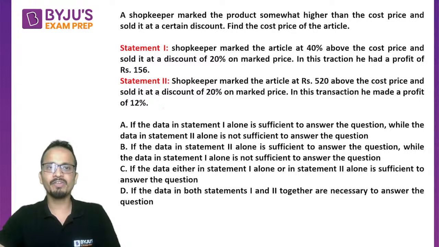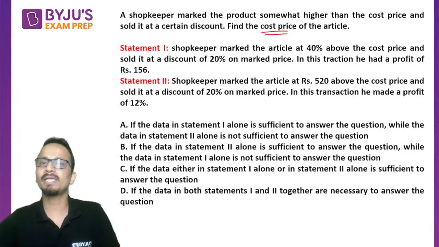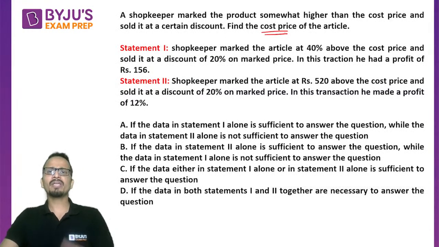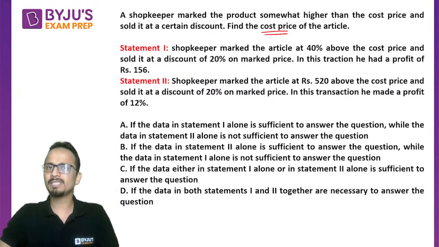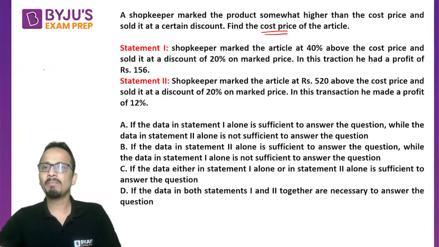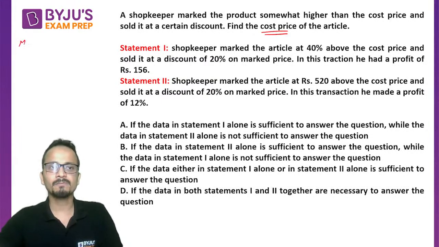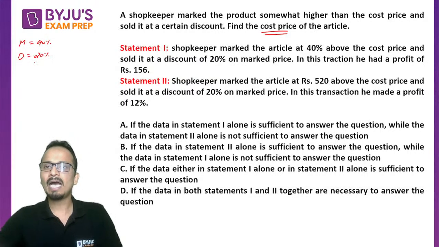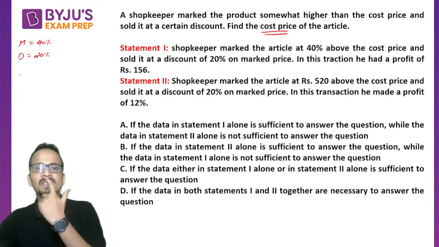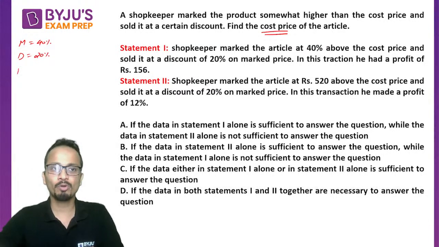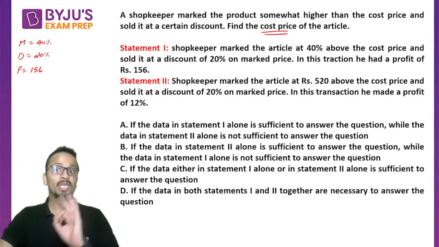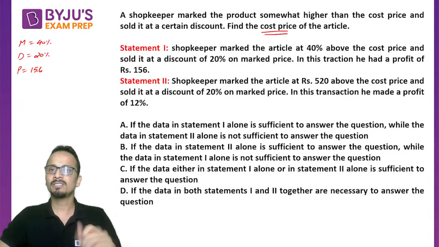Now, using the data given, we have to find out the cost price of the article, given that there is some markup percentage and there is some discount. Okay. Now, the first statement says that the markup percentage is 40% and discount is 20%, and the profit is rupees 156. Profit is given as rupees 156. So will you be able to calculate the cost price?